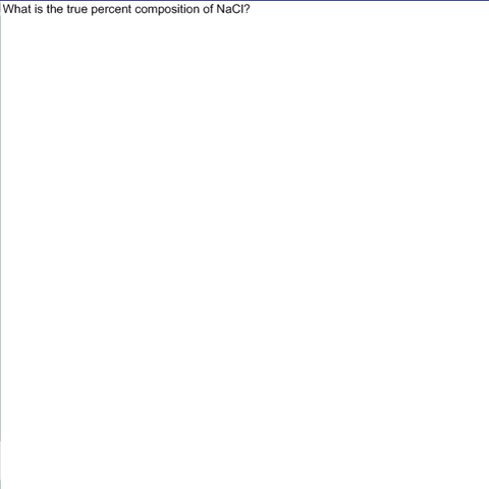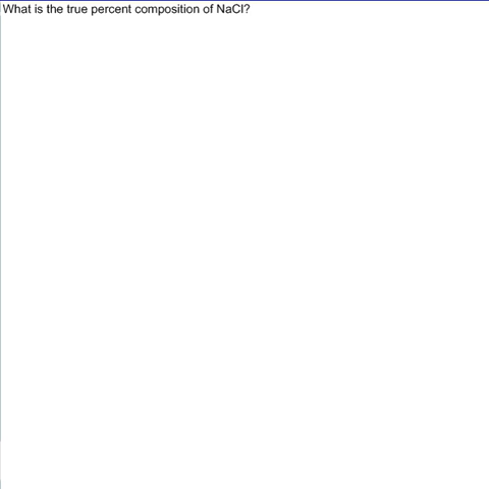So if you look at that and say, well, there's just one sodium and one chlorine, it's got to be 50% sodium and 50% chlorine, that would only be true if sodium and chlorine weighed the same amount. So when we find the true percent composition, we're talking about the mass composition.